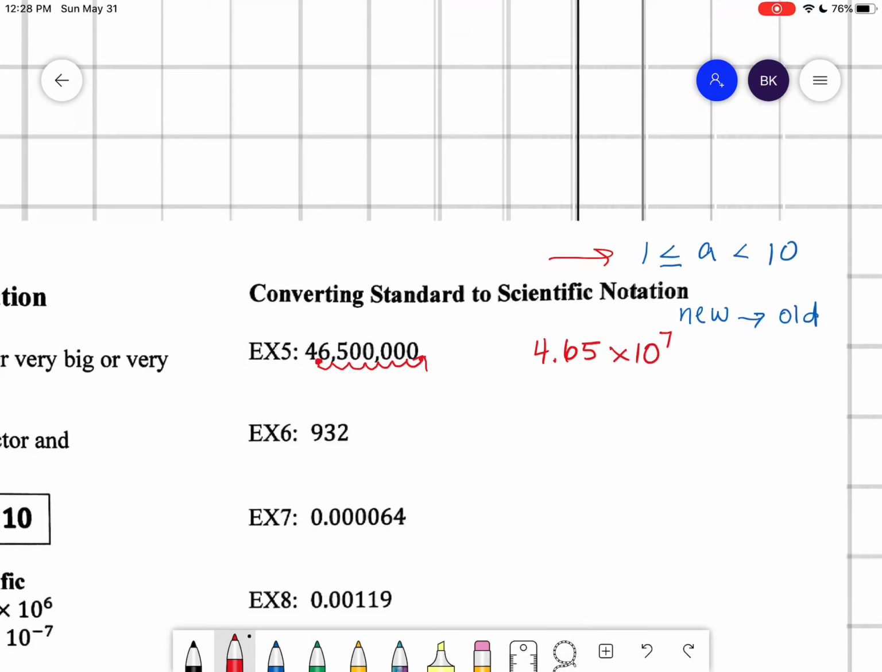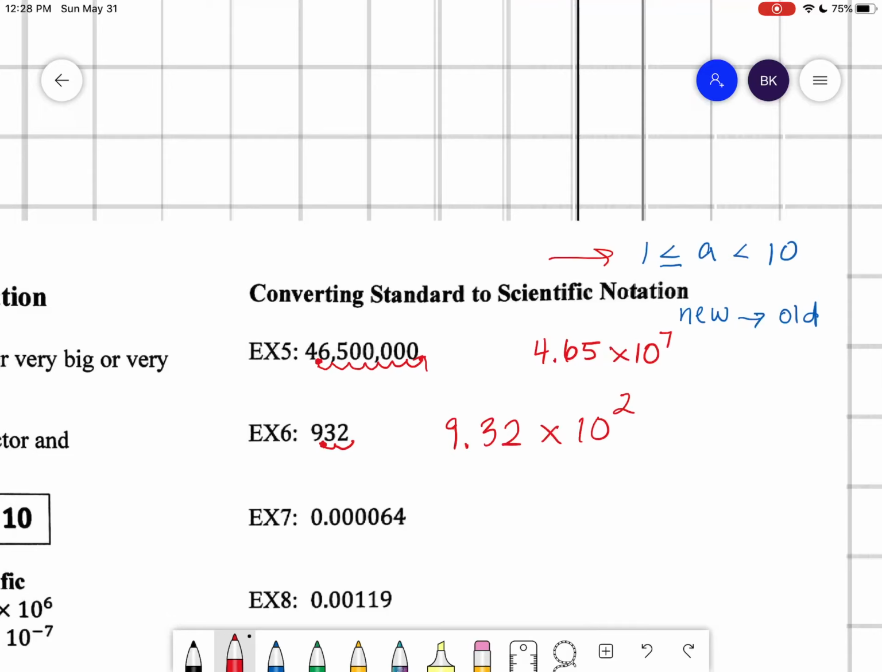So I'm going to put my decimal between 9 and 3. And I'm going to jump once and twice to the right. So it's going to be 9.32 times 10 raised to the 2nd power. Now example number 7, I have a decimal. So right away, I know I'm going to have a negative exponent.